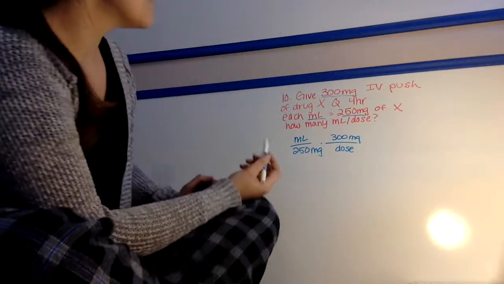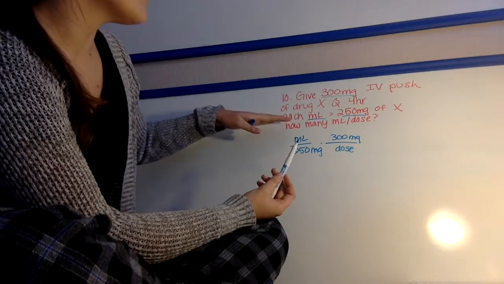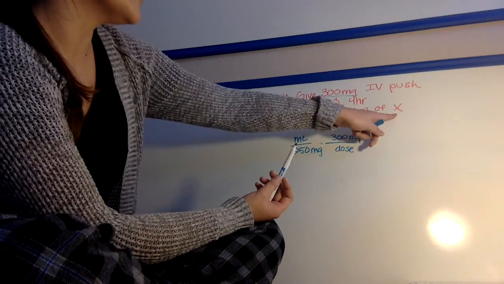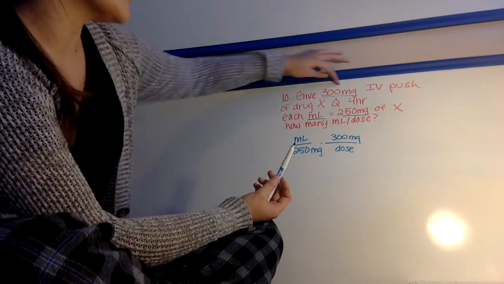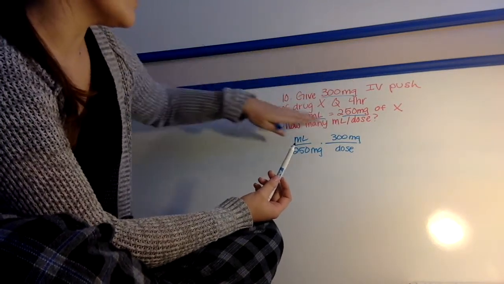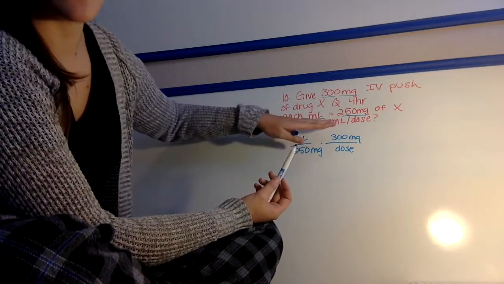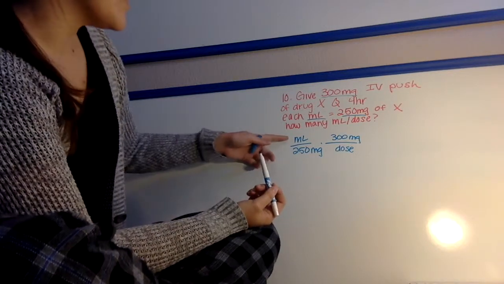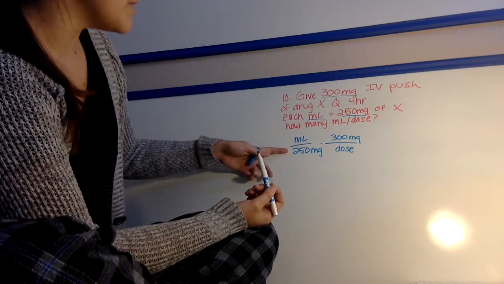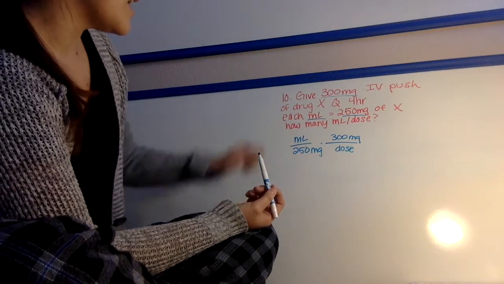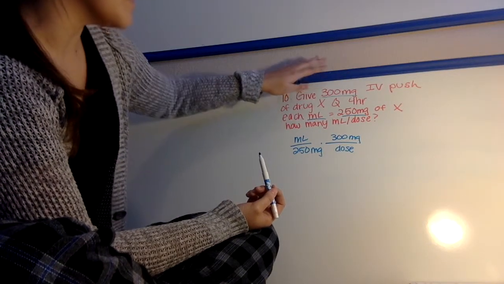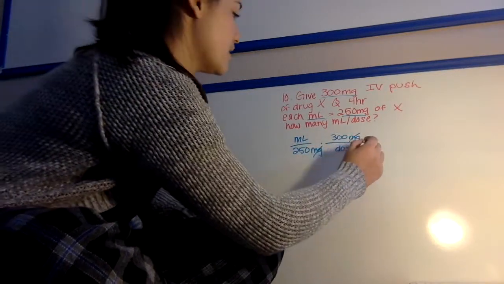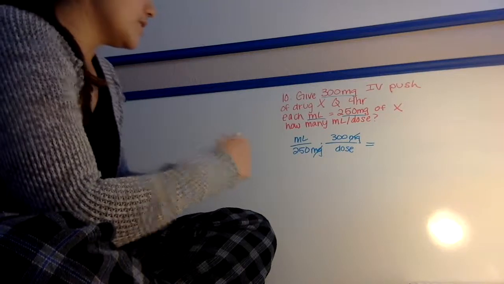Makes sense? We want to know how many milliliters we're giving per dose. Each milliliter contains 250 milligrams of drug X, but we're ordered to give 300 milligrams, so we're going to have to give a little more than a milliliter, as we can already see. We put milliliters over 250 milligrams because those go hand in hand, and we're supposed to give 300 milligrams per dose, so those go hand in hand. We can cancel out those milligrams, and now we're left with milliliters per dose.